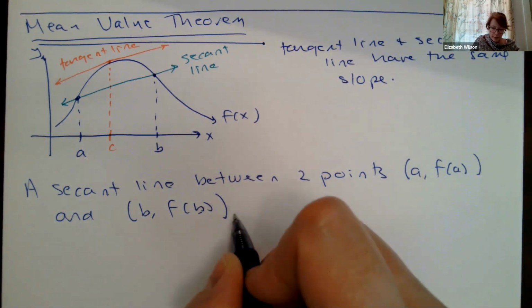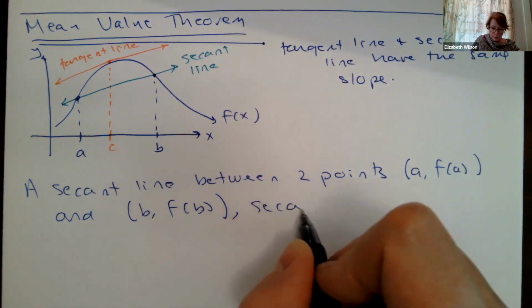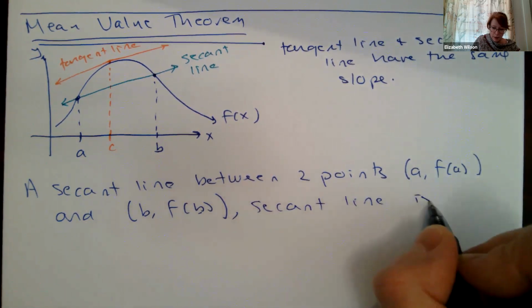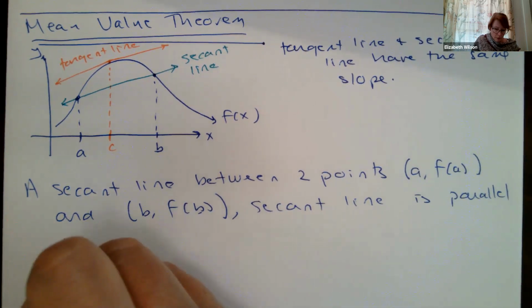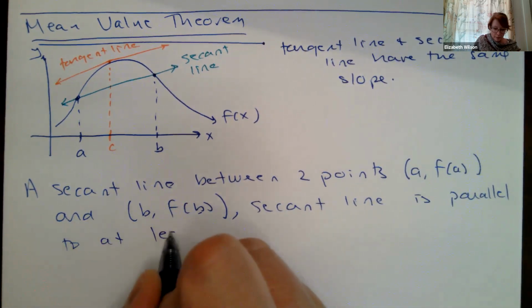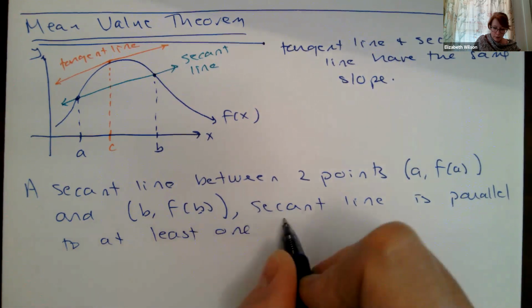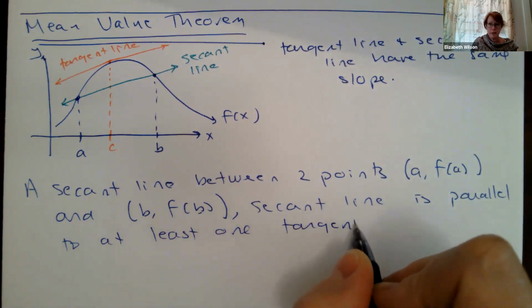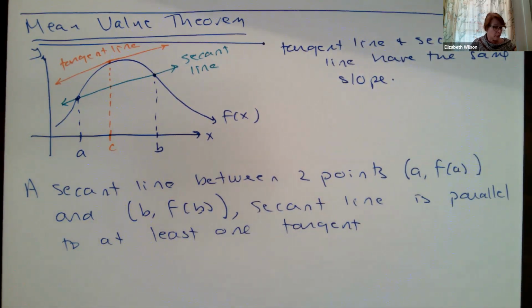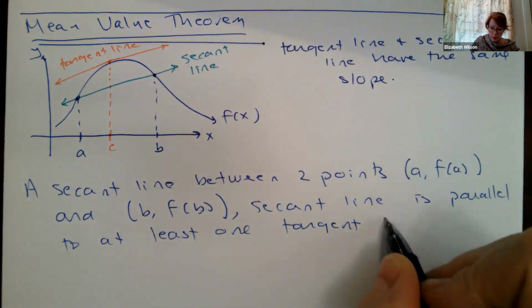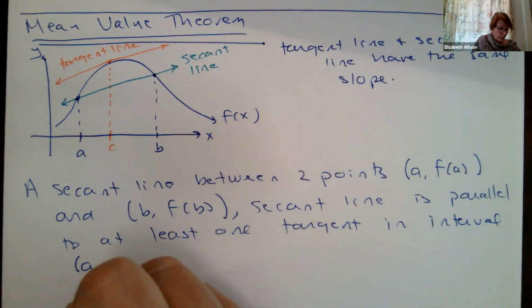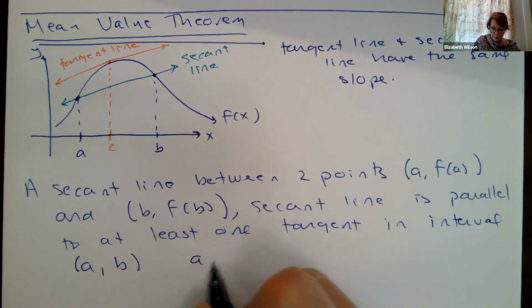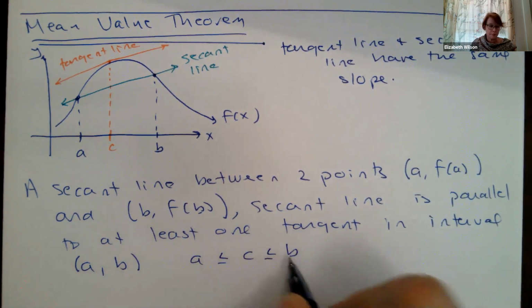And this secant line is parallel to at least one tangent line. It could be multiple tangent lines that it's going to be parallel to, but let's say it's parallel to at least one tangent line in the interval A to B, such that C is between A and B. Okay.